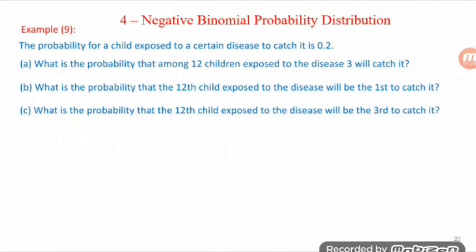In this example, the probability of a child exposed to a certain disease to catch it is 0.2. The first question is, what is the probability that among 12 children exposed to the disease, only 3 will catch the disease? As we do for each probability distribution, we all the time define two components or two indicators: the random process or the experiment and the random variable.